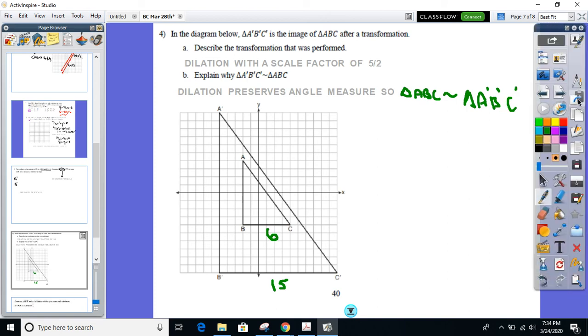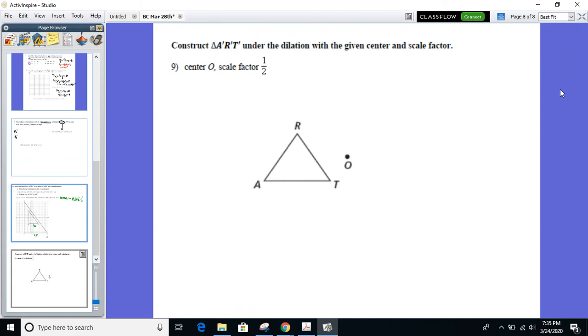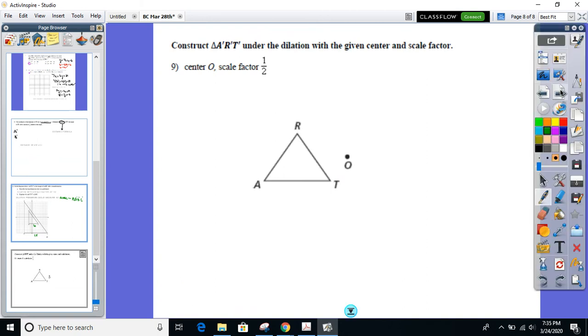All right, get out that compass and straightedge. Here we go. I need a new triangle, A prime, R prime, T prime. Art, very good. Some of you were thinking that in your head. We can read. Excellent. By a scale factor of 1/2 centered at O.